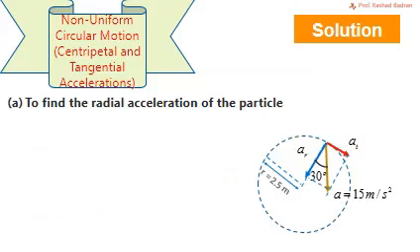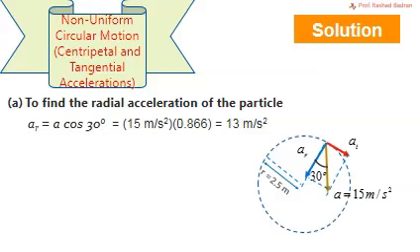To solve part A of the problem, that is finding the radial acceleration of the particle, this is just straightforward. You have to look at this triangle where you have an angle of 30 degrees, and the side of the triangle, the blue one, is AR. AR is equal to A cosine theta. By plugging in the values of the angle, 30 degrees, and the magnitude of the acceleration, you get an answer of 13 meters per second squared.